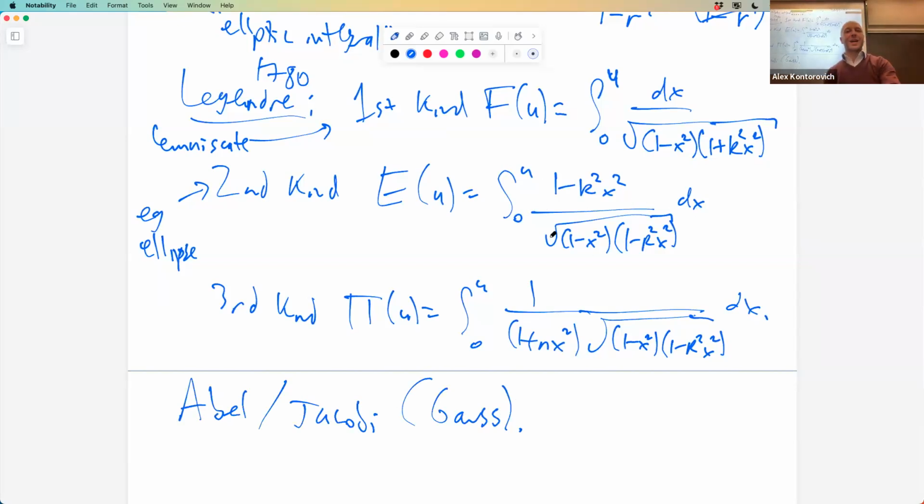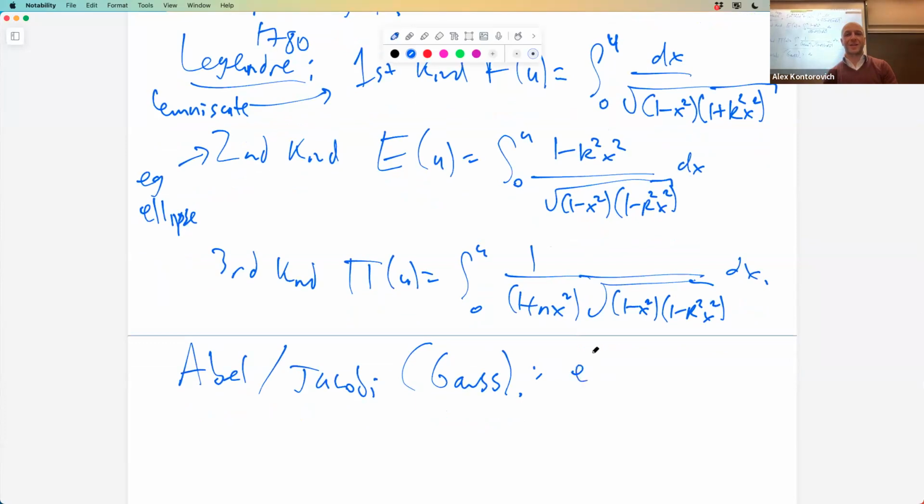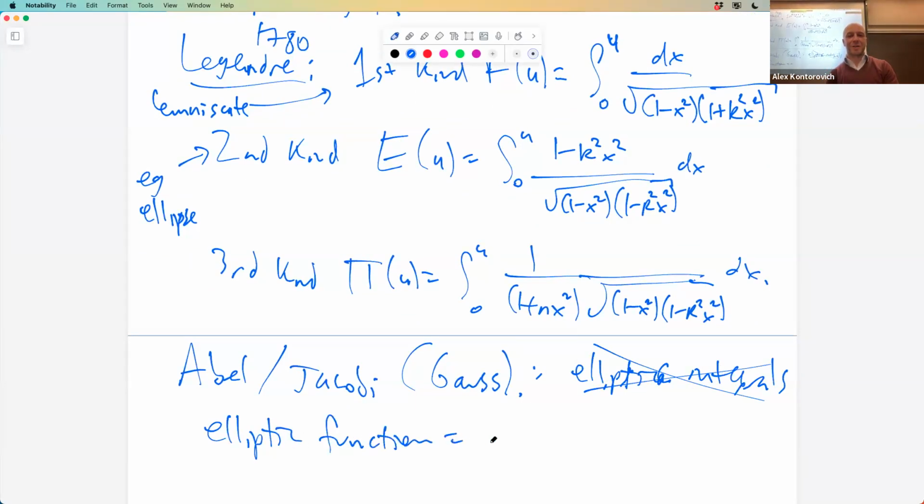that thought, wait a second, the important thing isn't the elliptic integral, it's the elliptic function, which is the inverse function. So they want to replace elliptic integrals. Elliptic integrals are out, and they're replaced by long-lived elliptic functions, which are the inverse of elliptic integrals.